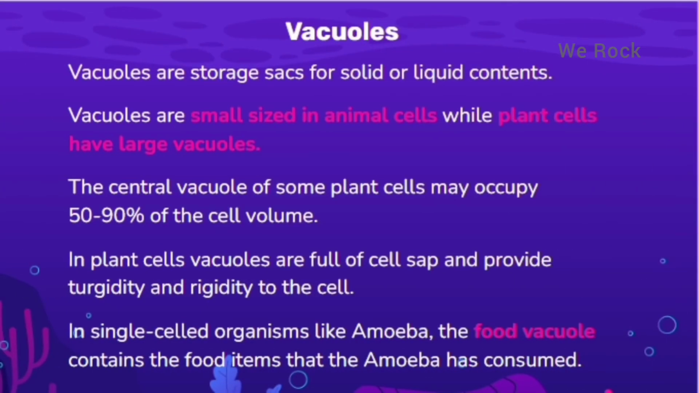Vacuoles. Vacuoles are storage sacs for solid or liquid contents. Vacuoles are small in animal cells, while plant cells have huge vacuoles. The central vacuole of some plant cells may occupy 50 to 90% of the cell volume. In plant cells, vacuoles are full of cell sap and provide turgidity and rigidity to the cell. In single-celled organisms like amoeba, the food vacuole contains the food item that the amoeba has consumed.